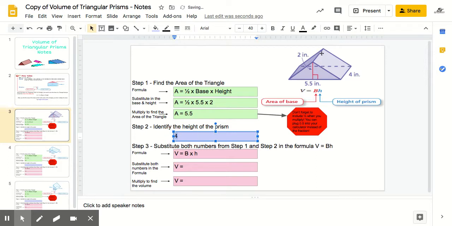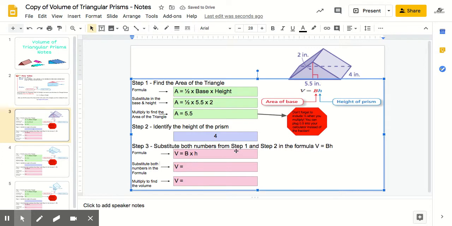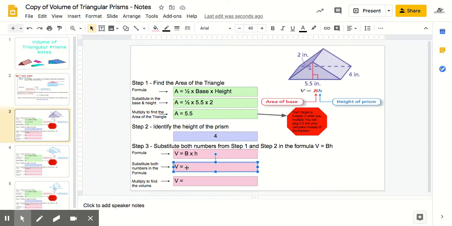That's it. Okay, now step 3 is to substitute or plug in both numbers from step 1 and step 2 into the volume formula, B times H. Okay, so the B is the area of my triangle, which was the number in step 1. So I'm going to plug in 5.5, bring down my multiplication sign. And then the H was the height of the prism, which was the number I typed in step 2. So I'm going to plug in 4.